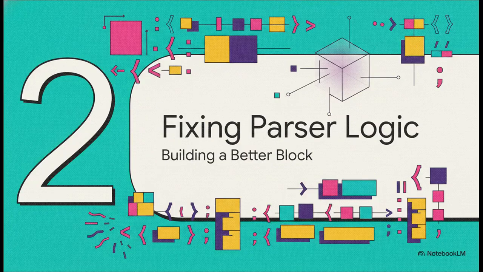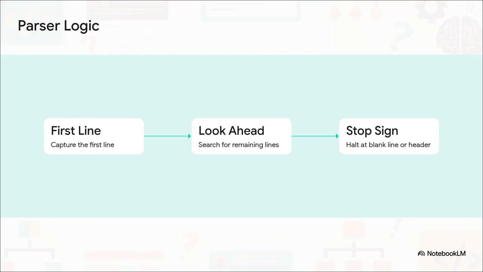Section 2. Fixing the parser logic. To stop all this sentence fracturing, the author needed a real logical fix in their Haskell code. They couldn't just tell the parser, hey, grab a line. They had to actively teach it what a real paragraph actually looks like. And they broke this updated logic down into 3 key steps. Step 1. Capture the first line. They used a helper called line content, which basically just captures a single line until it hits a new line character. Standard stuff. But here's the crucial addition.